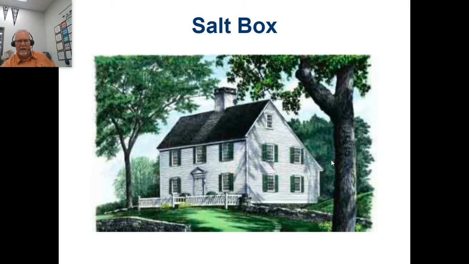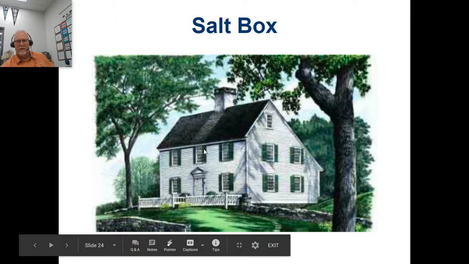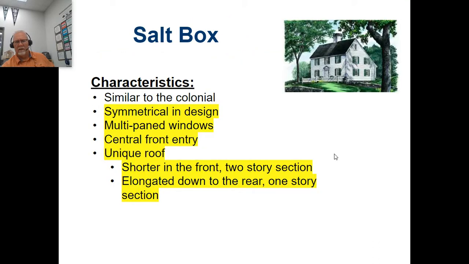Salt box, kind of a classic look from the front. It might remind you a bit of a colonial because it's got the decorative front door, very symmetrical, high-pitched roof, and then it slopes at an angle in the back. That roof line alone is the thing that makes a salt box house stand out amongst the rest. So similar to colonial: symmetrical, multi-pane windows. Again, some very common similarities between the two.